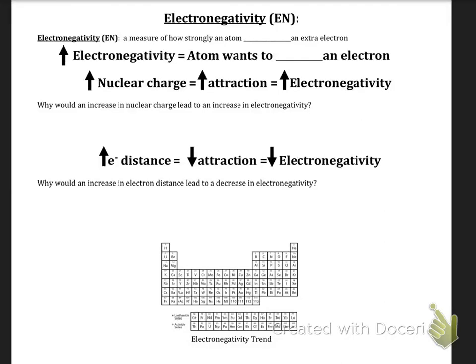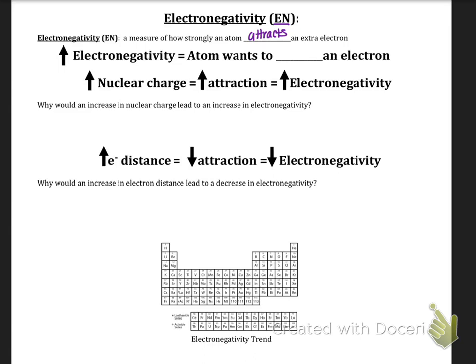We need to learn 2 more vocabulary terms. So basically 2 more patterns or trends that occur on the periodic table. The first one that we're going to talk about is electronegativity. We write EN for short. The definition is a measure of how strongly an atom or an element attracts an electron.